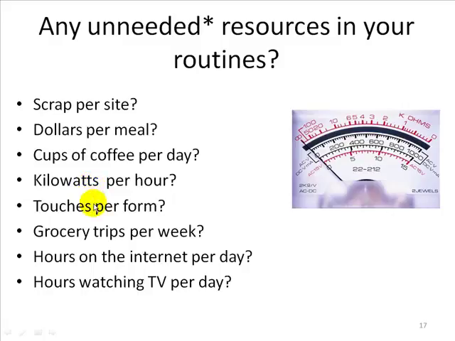Touches per form. Now, what I mean by this is that one way to assess efficiency in workplaces is how many people handle each piece of paper, or how many times you handle a piece of paper. Can you get it down to once? Can you open the mail and then put the item exactly where it needs to go? That will save you time. So by per form, I mean piece of paper, and touches means how many times you or someone else actually touches it. How many grocery store trips per week?